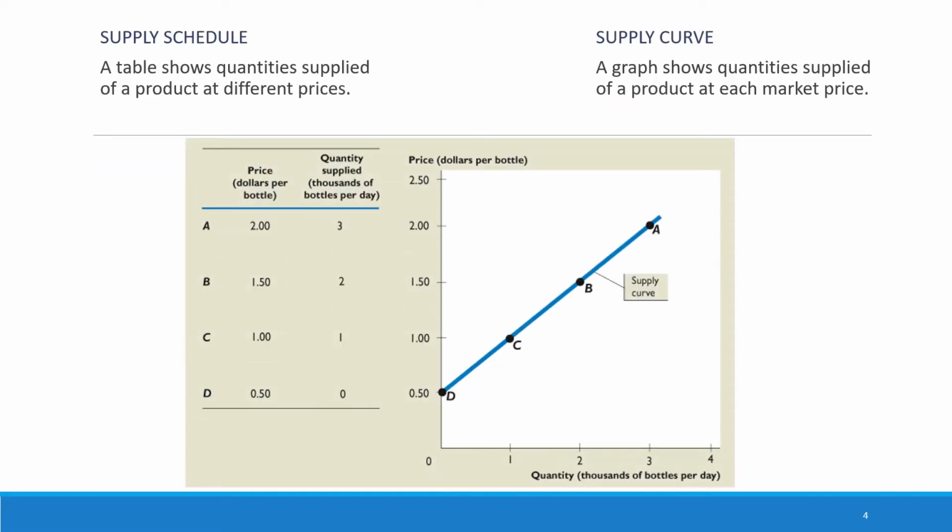A supply schedule is a table that shows quantities supplied of a product at different prices. This information can be presented in a graph, which is a supply curve. The supply curve has a positive slope, which reflects the law of supply.